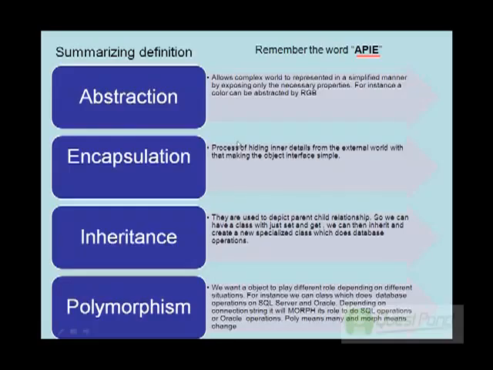Before we go ahead and talk about all four properties, you can remember them by the word PIE. A for abstraction, P for polymorphism, I for inheritance, and E for encapsulation. So let's first start with abstraction. Abstraction basically allows you to simplify a complex object.